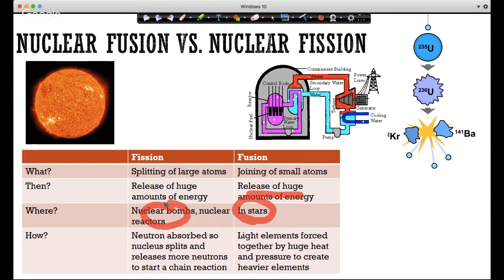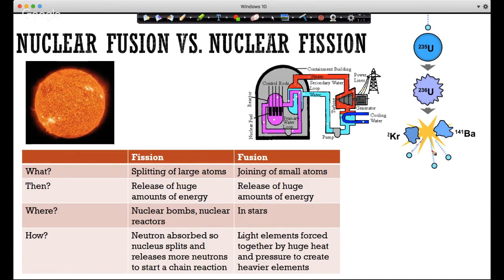So how does fission work? A neutron will be absorbed into a uranium atom, and you can see there the mass number changes, it gets heavier. Because it's heavier, it's unstable, and so it's going to split up. When it splits, a huge amount of energy is released, and more neutrons.